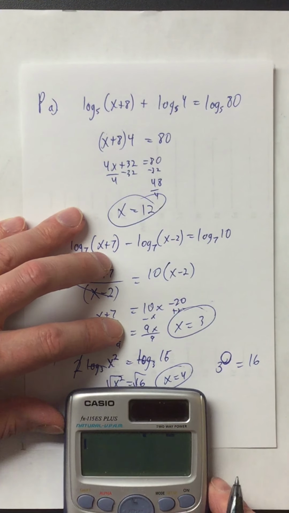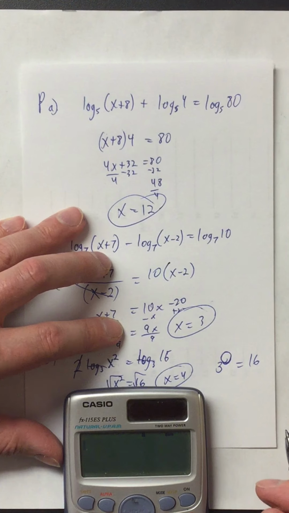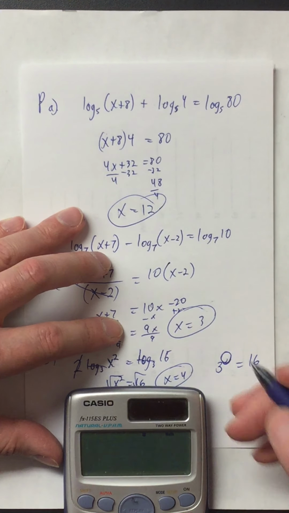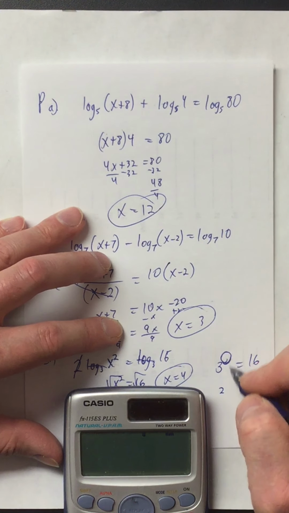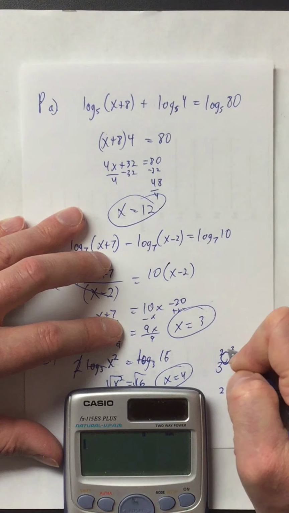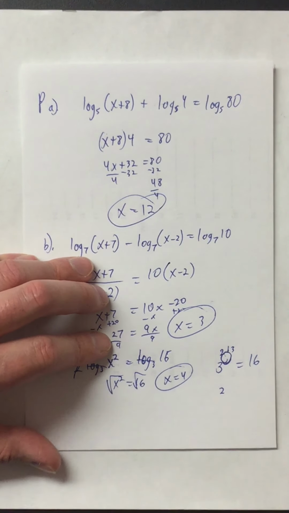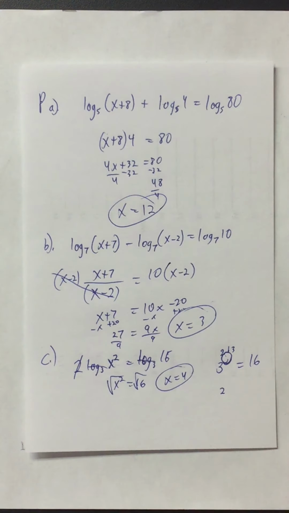Let's estimate. We can use this button here to experiment. 3 times another 3 equals 9, and 3 cubed equals 27. So that's way too high. 3 squared is 9, so it has to be taller than that. So somewhere in between 2 and 3 is our logarithm for log base 3 of 16.